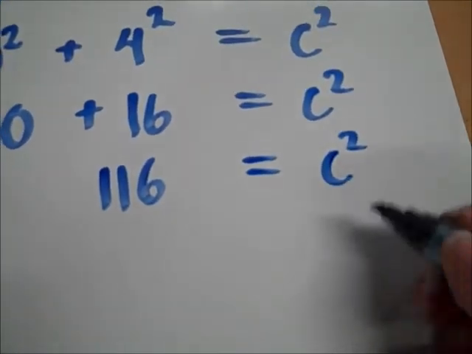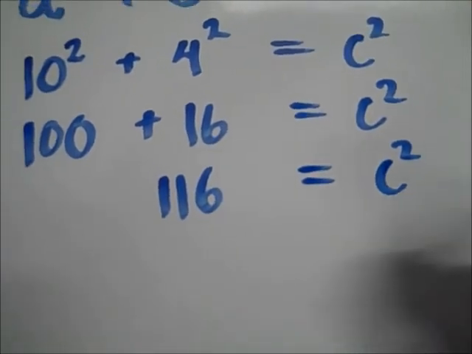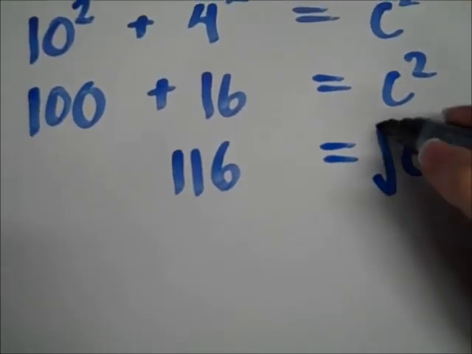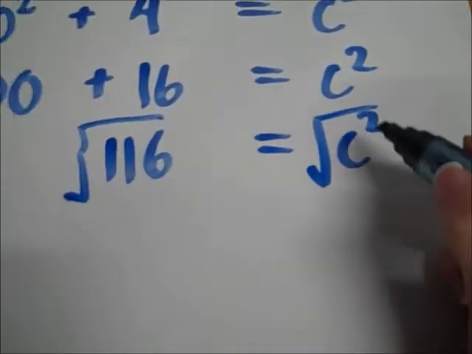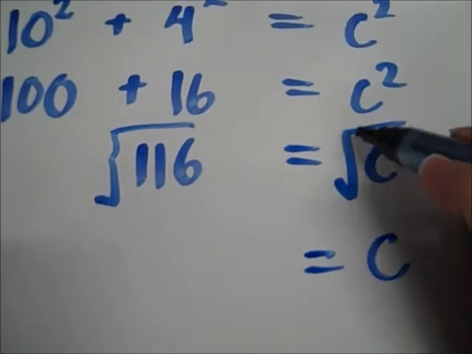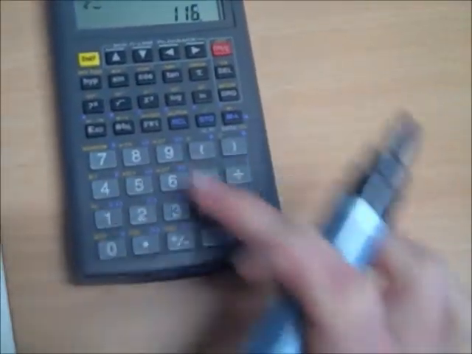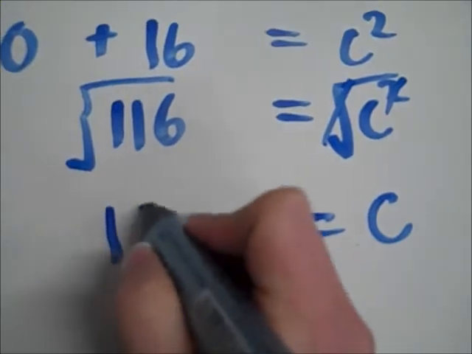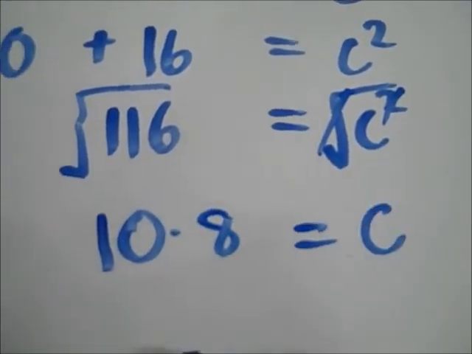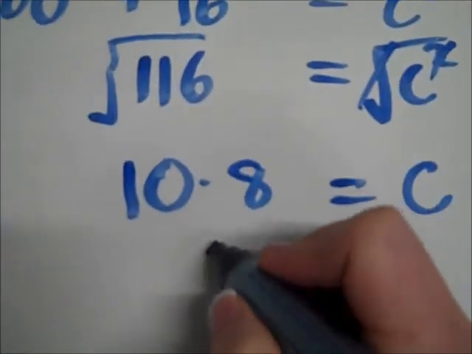And then our last step to work out what C is by itself is we need to get rid of that squared. So we do the inverse, the square root. Let's square root both sides of our equation. Over here we're just left with C because these two cancel out. And to find the square root of 116 we use our calculator. And let's round that correctly to 10.8, which means that the length of our hypotenuse in this example is 10.8 centimetres.